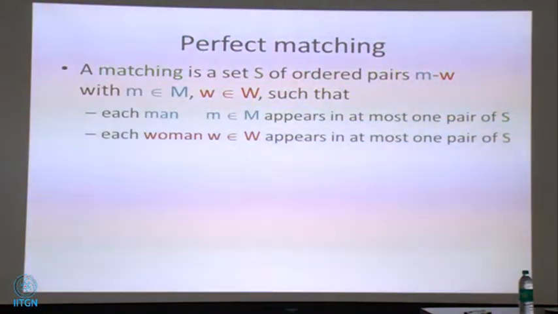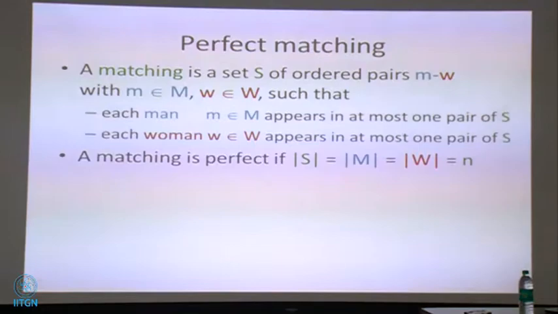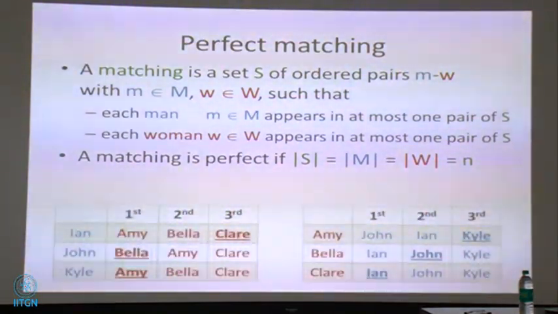This is saying that this guy is matched with this woman, and so on. You can think of it as a matching in the respective bipartite graph. We say that such a matching is perfect if everyone is matched, if the number of pairs is equal to the number of men, equal to the number of women. A perfect matching here would be, well, there are two ways to represent it. For each guy, I can tell you which woman he's matched to: Ian is matched to Claire, John to Bella, Kyle to Amy. Or I can represent it by saying for each woman who she's matched to: Amy to Kyle, Bella to John, Claire to Ian. That's the same matching, just written differently.